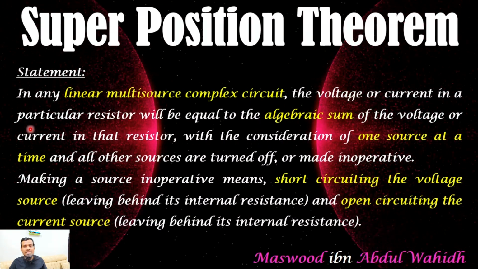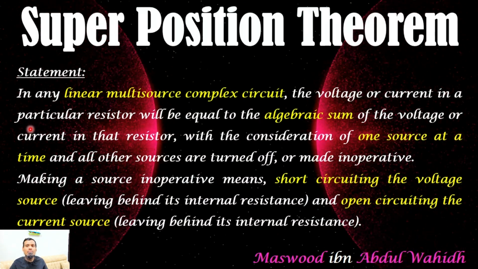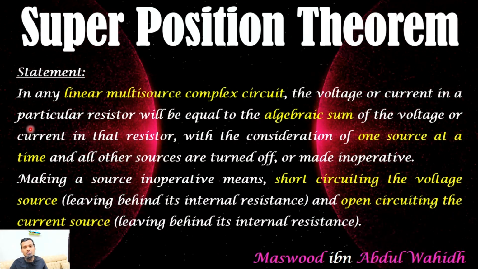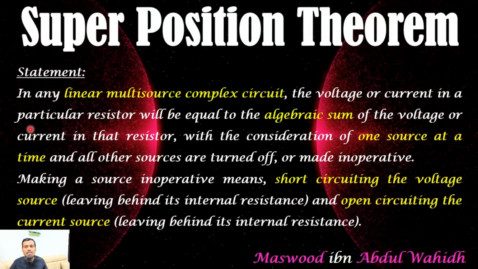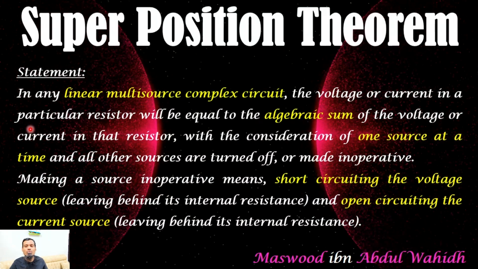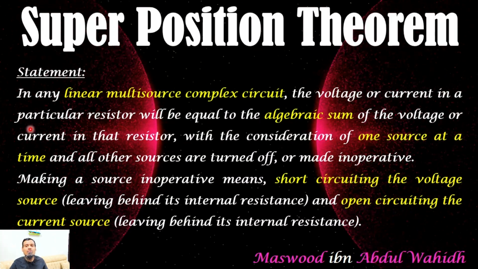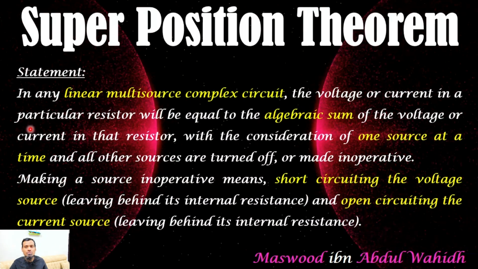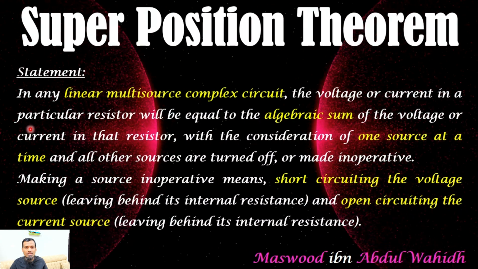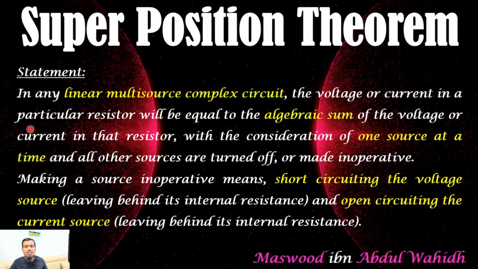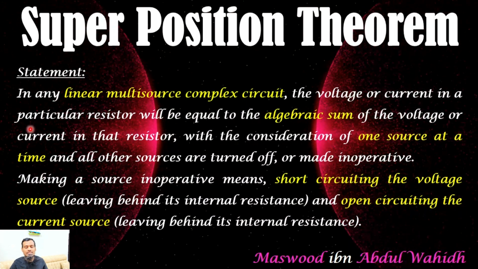The meaning of the statement is, if we have an electrical network with multiple sources, it may be multiple voltage sources, or multiple current sources, or a combination of both. To find a particular current or voltage, except one source, all the other sources will be made inoperative. The meaning of the word inoperative: if it is a voltage source, we will be short circuiting it, leaving back its internal resistance. And if it is a current source, we will be open circuiting it, leaving back its internal resistance.